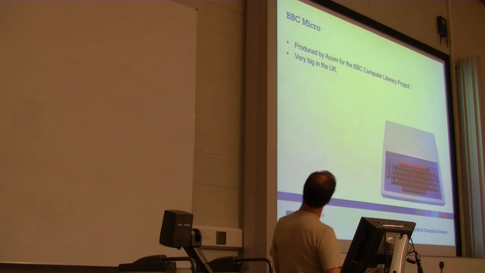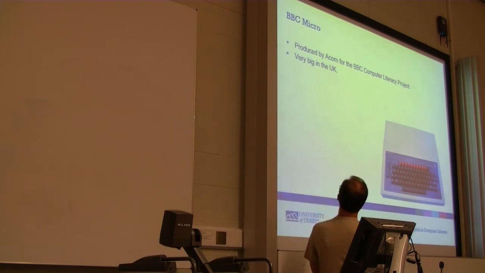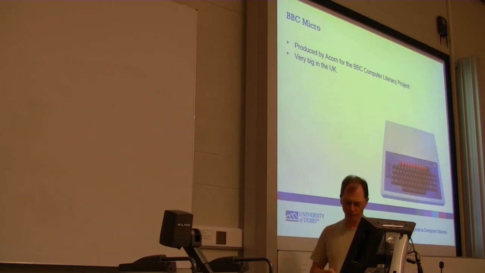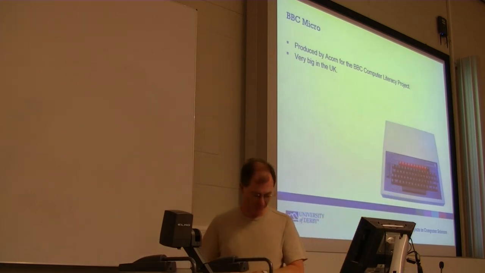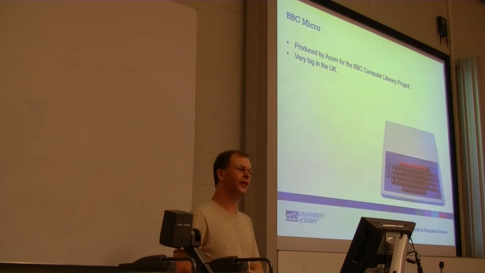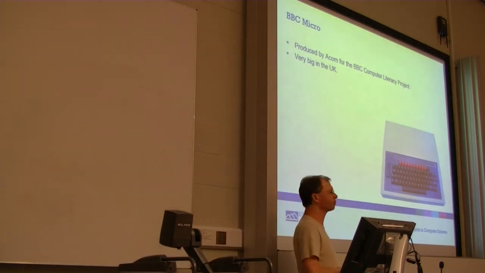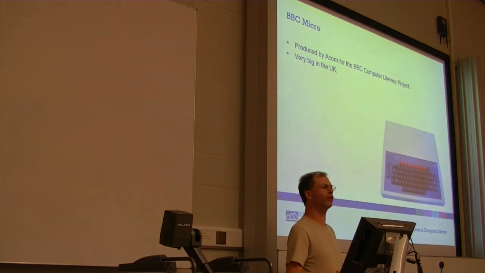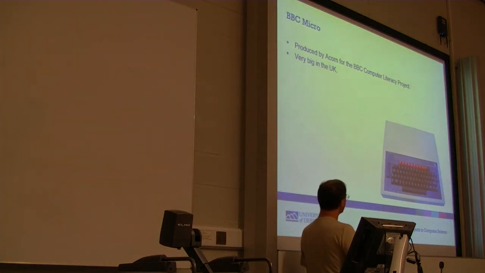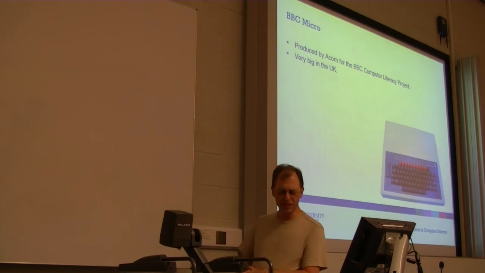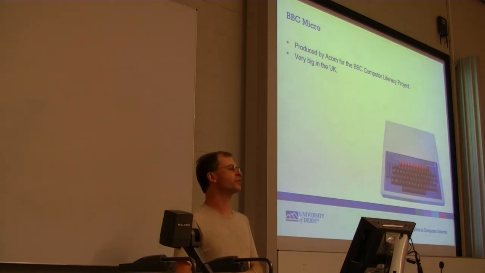So they contracted with Acorn to build the BBC Micro. There were two versions of it, the Model A and the Model B. It's the first computer I owned, actually. In my final year at university, I bought myself a computer. It was just around about £400. It came with 32K of RAM. But it was actually quite an advanced machine for its time.